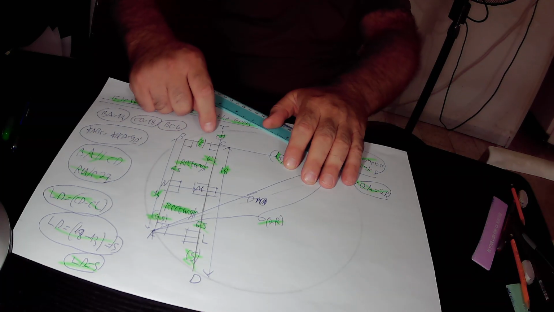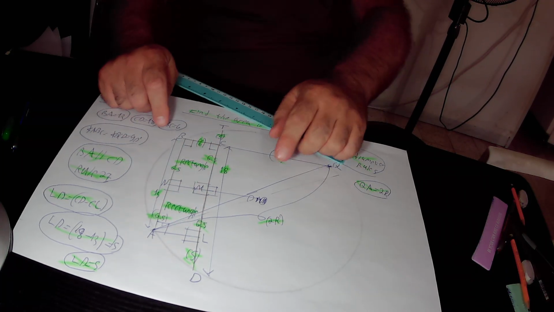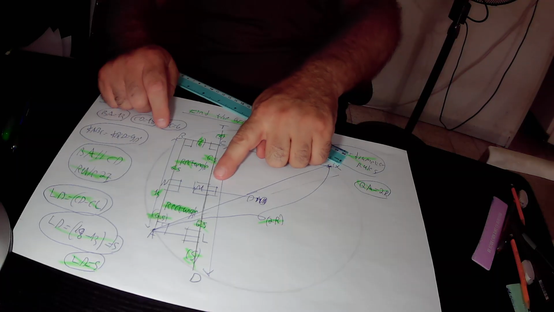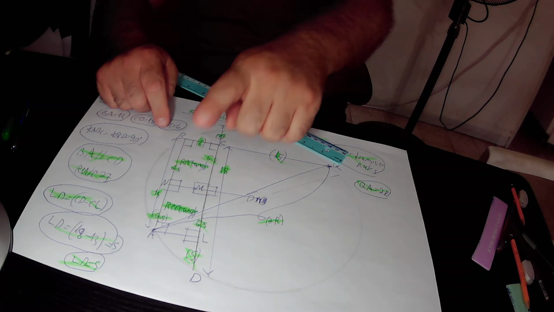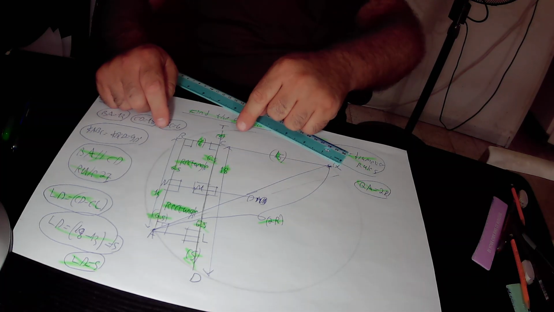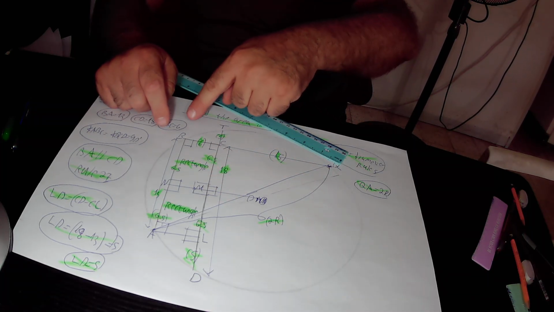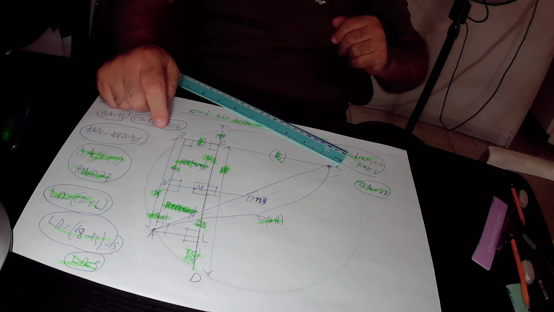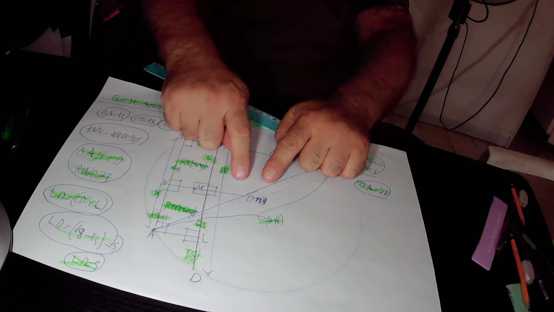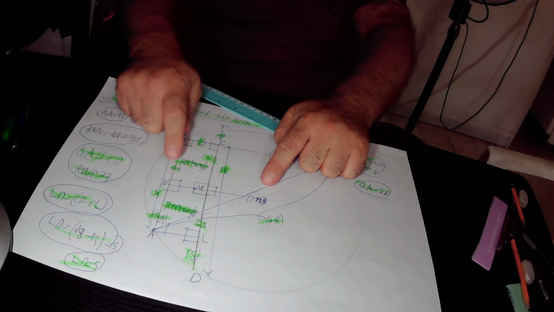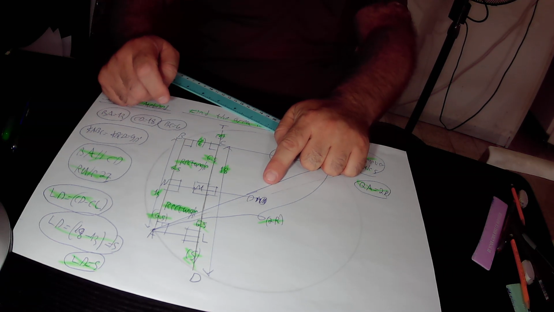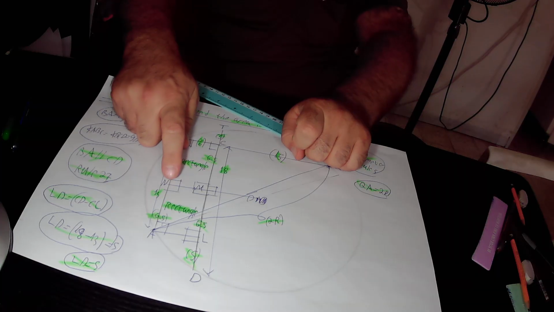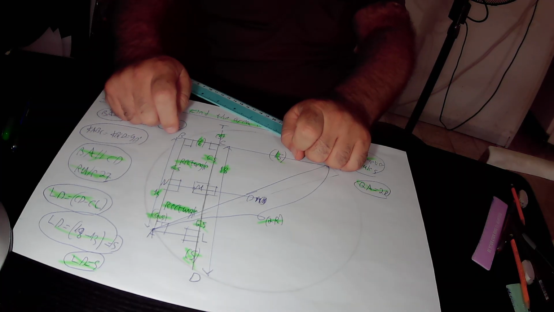BA is parallel to CD, and therefore the perpendicular OM to CD will also be perpendicular to BA. That is to say, ON is also perpendicular to BA. So this angle equals 90 degrees, and this angle also equals 90 degrees, according to what I already explained to you.